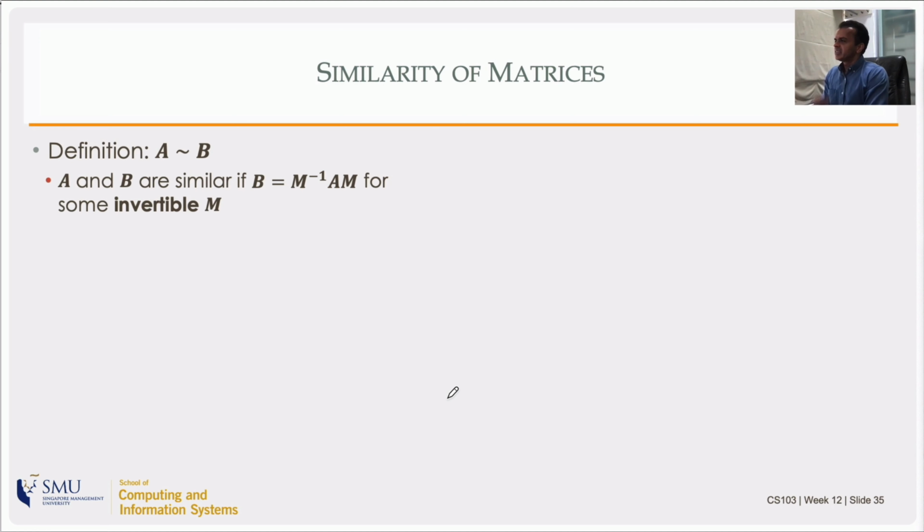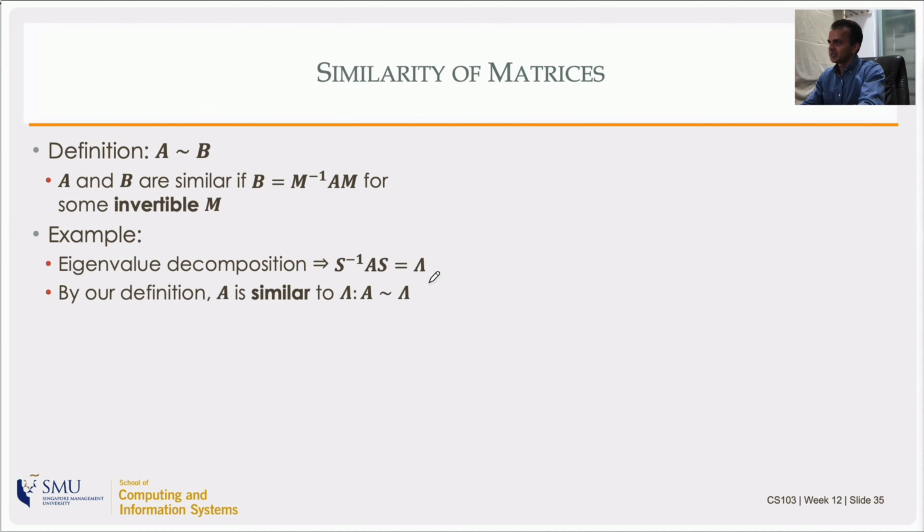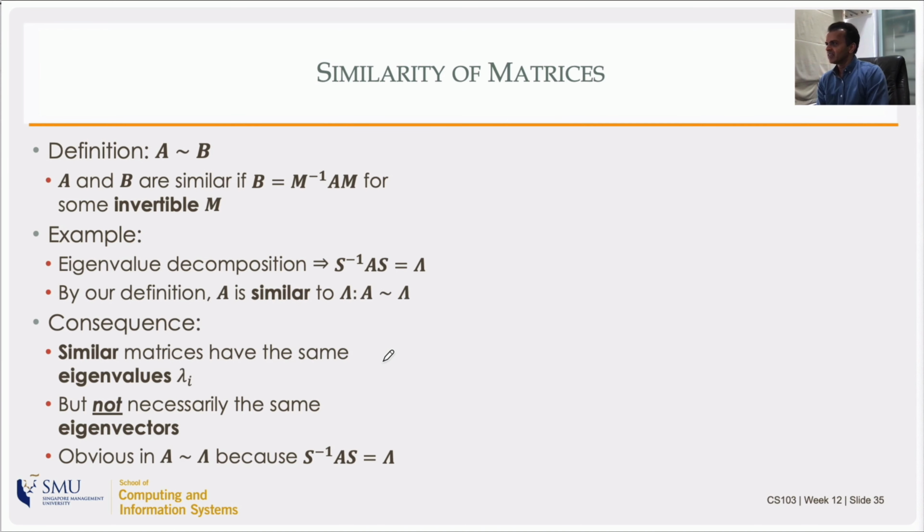Similarity of matrices. So A is similar to B if B is M inverse A M for some matrix M. We have lambda equal to S inverse A S, because A is equal to S lambda S inverse. So we can just rewrite it this way. We know that A and lambda are similar to each other, not merely in the shape of the symbol, but also by our definition of similarity. So similar matrices have the same eigenvalues, but not the same eigenvectors.